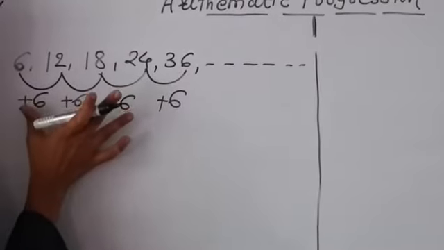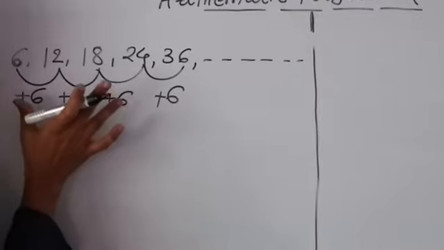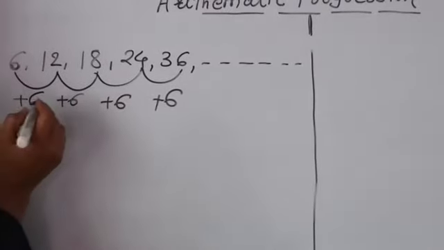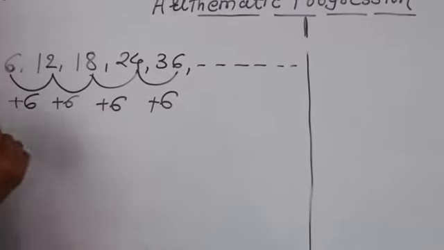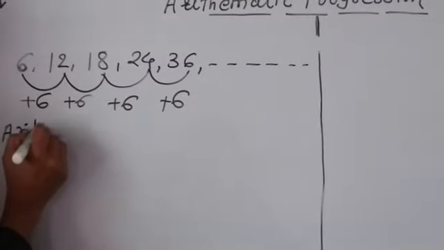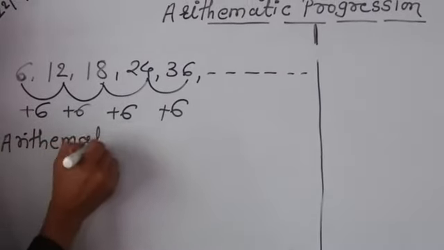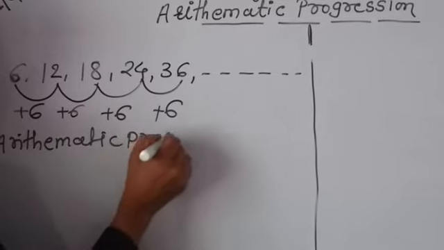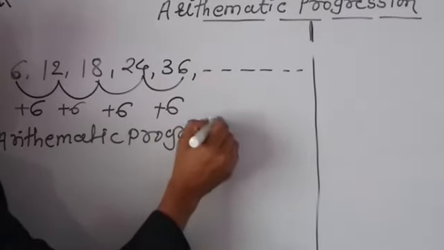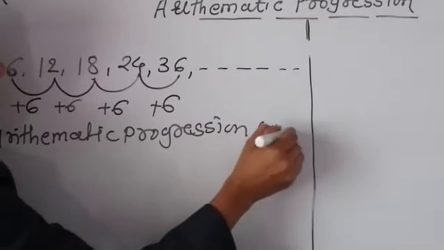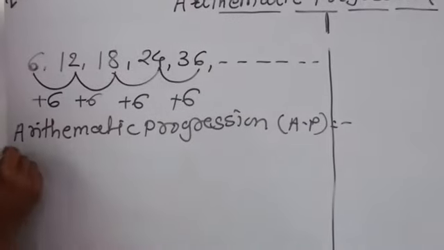That means we get a common constant number. These are called arithmetic progression. It is shortly called AP.